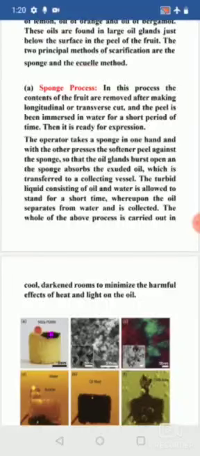Then you are going to keep it in shade or in a dark area, because if you expose it to light and the outer atmosphere, it will turn dark.